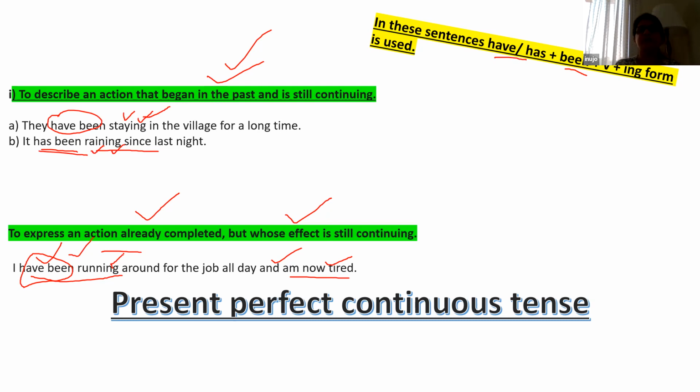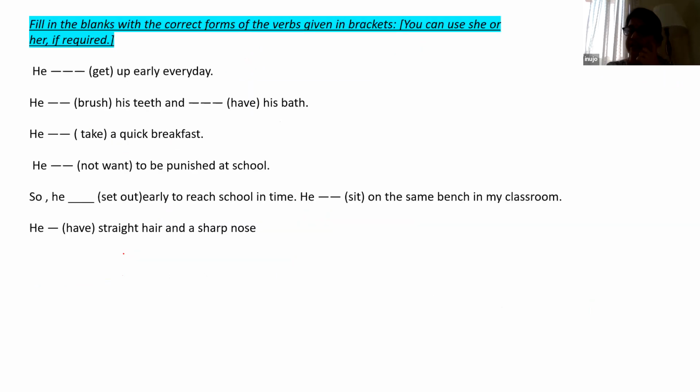All right. Now let's do some exercises. These are the exercises which are there in your grammar book, children. I'll just do a few so that tomorrow's revision is fine. Now, fill in the blanks with the correct form of the verbs given in the brackets. Now, let us see how much you people have understood.